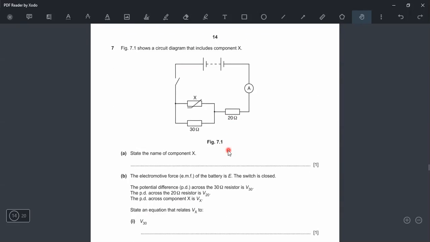Figure 7.1 shows a circuit diagram that includes component X. State the name of component X. Well, that's easy. This is a thermistor.